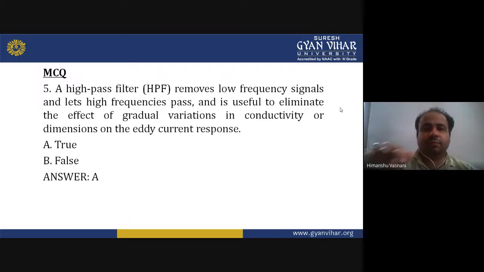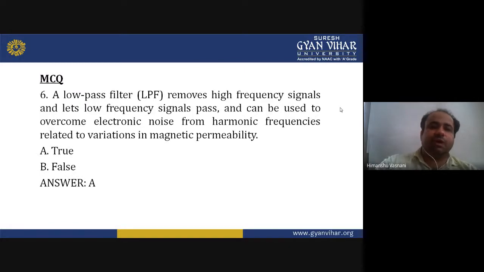Now filters are used to filter out unwanted signals and improve the signal to noise ratio. True. A high pass filter removes low frequency signals and lets high frequencies pass, and is used to eliminate the effect of gradual variations in conductivity or dimensions on the eddy current response. It's true. A low pass filter removes high frequency signals and lets low frequency signals pass, and can be used to overcome electronic noise from harmonic frequencies and variations in magnetic permeability. So I think it's true in this case.